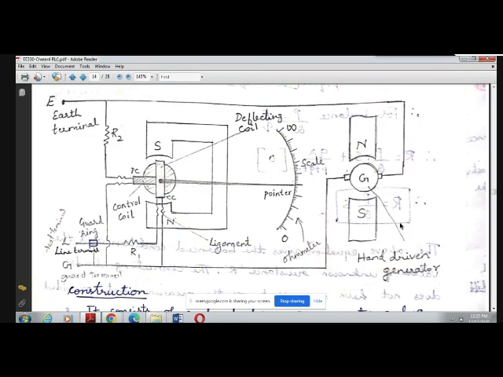Any doubt till here? In the next class I will be starting with measurement of inductance and capacitance using different AC bridges. Is it clear?